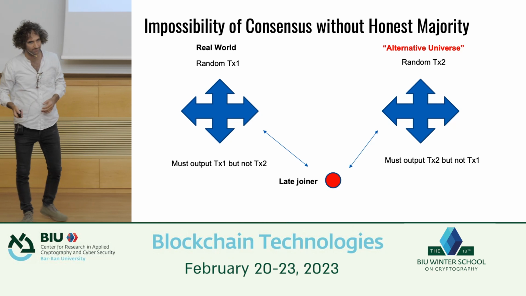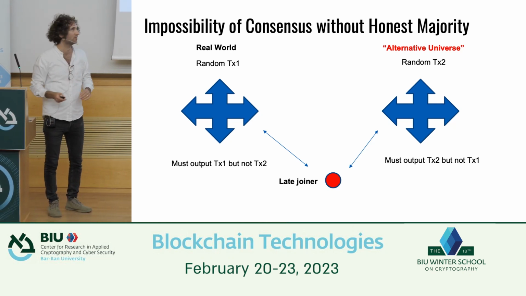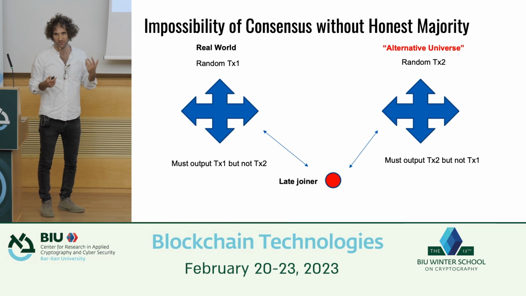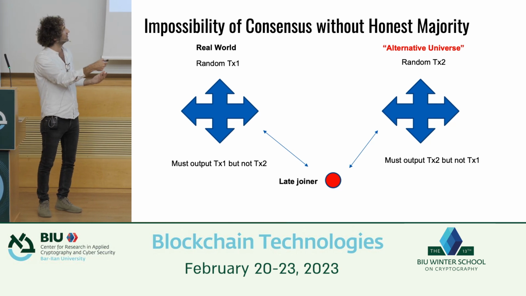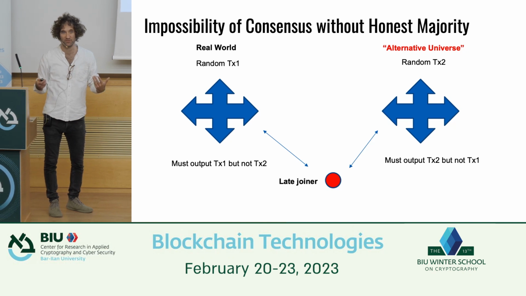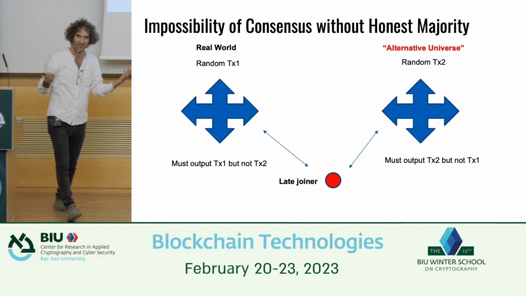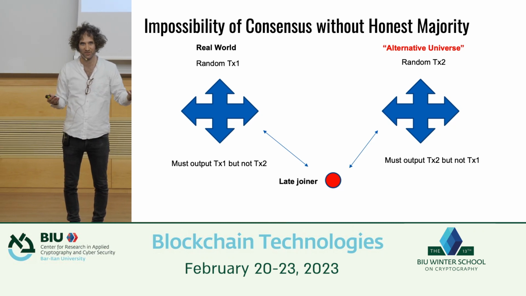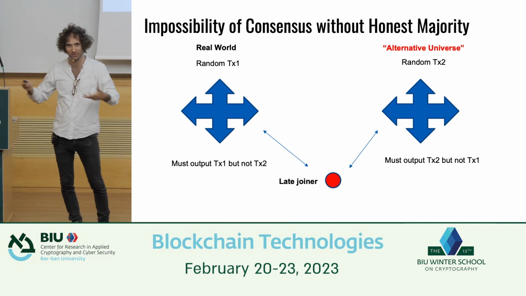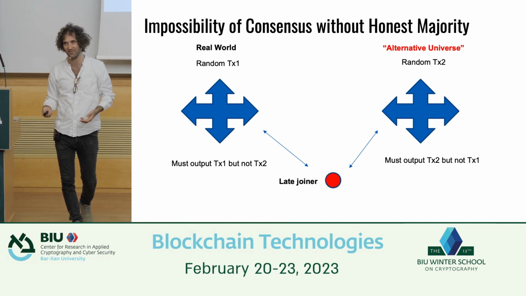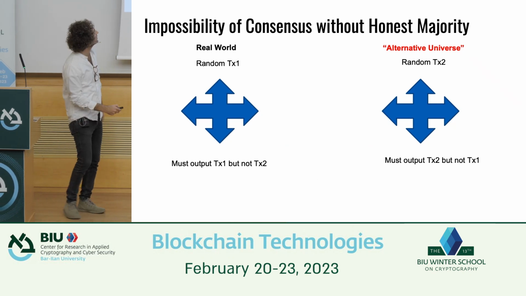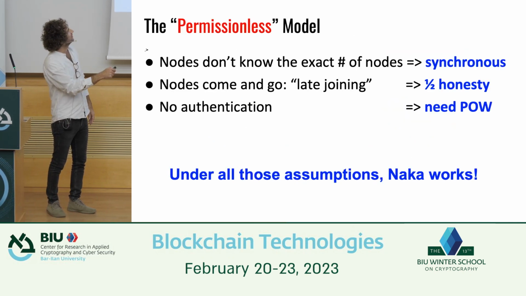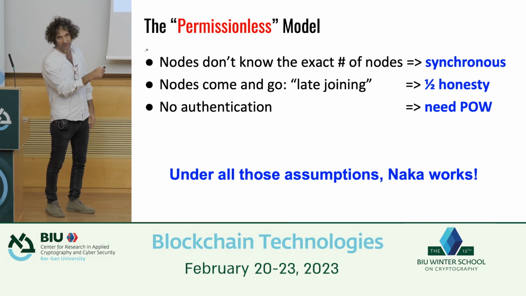So the same argument as we saw before works even without any partial synchrony or anything like that, if the attacker controls more than 50%. This is really kind of trivial, right? It's saying I cannot hope to have consistency if I have more than 50% dishonesty, because the dishonest guys can always vote to make it look like they were good guys. So the conclusion here is, if this is what my model requires, where I don't know the number of players, I want to allow nodes coming and going, late joining, and no authentication.